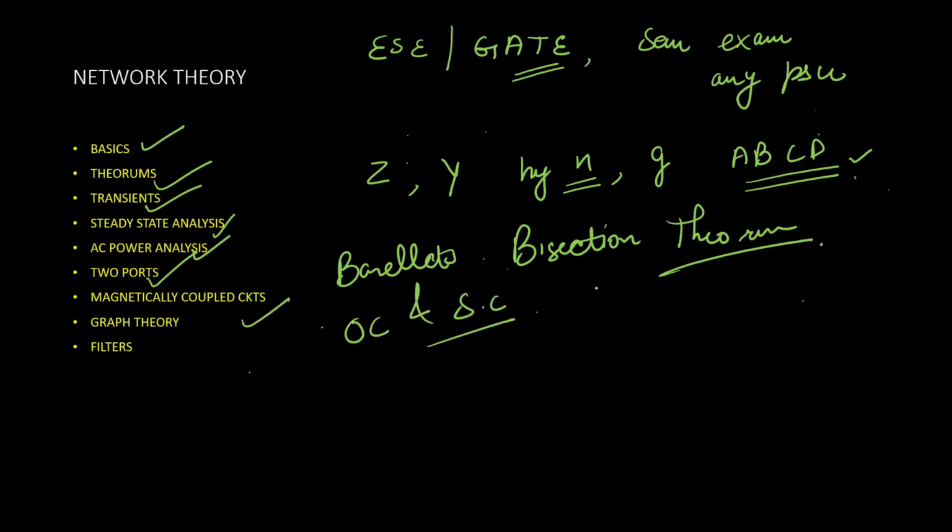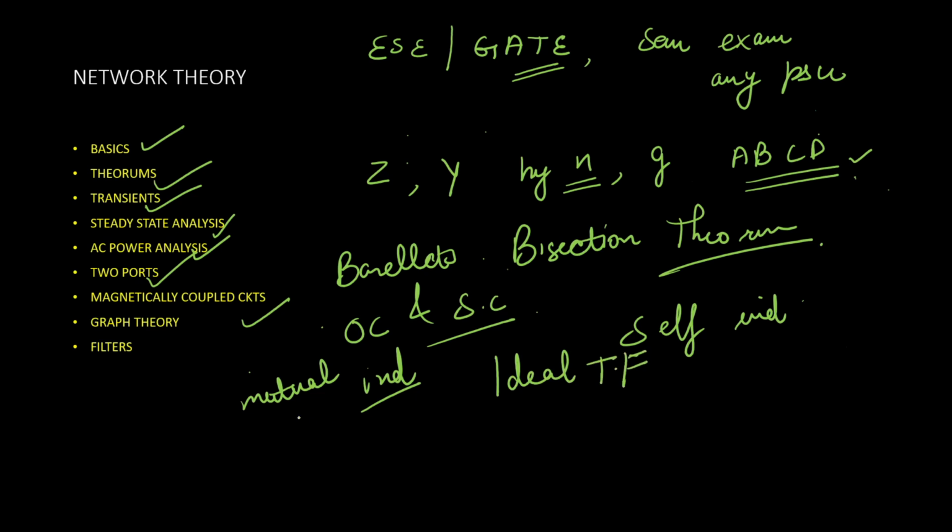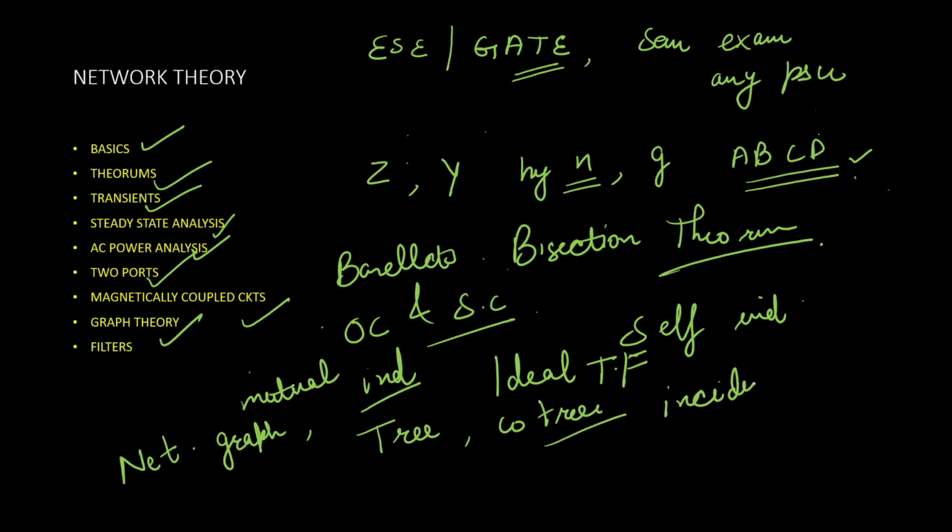In magnetically coupled circuits, we will learn about what is self inductance, what is mutual inductance, then what is an ideal transformer and how it works. Then in graph theory, we will learn about network graph, then what is tree, co-tree, incidence matrix, then what is tie-set matrix, cut-set matrix, and duality.